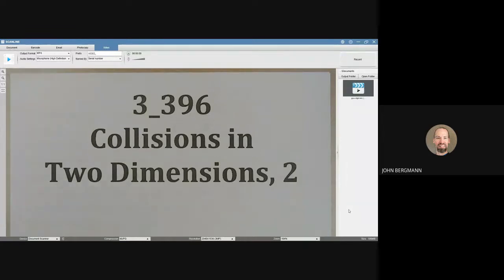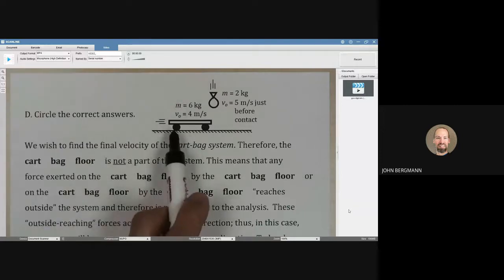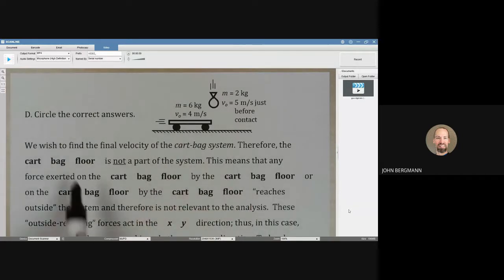Let's do a second video on collisions in two dimensions. What we have here is a cart with a certain mass and a certain initial horizontal velocity, and from above, a bag is falling down. Maybe it's got sand in it or something, and it's going to land on this cart as the cart goes past. And what we want is the final velocity of this cart bag system. So let's circle the correct answers here, and then we'll actually do the problem.